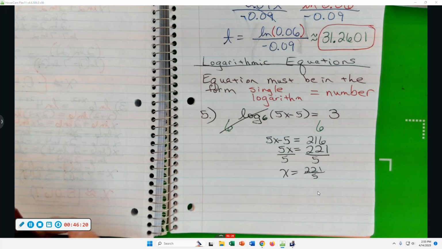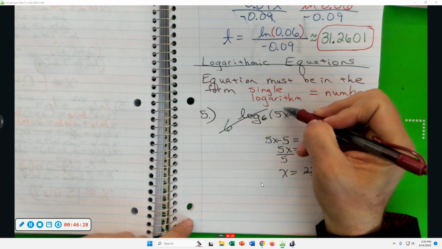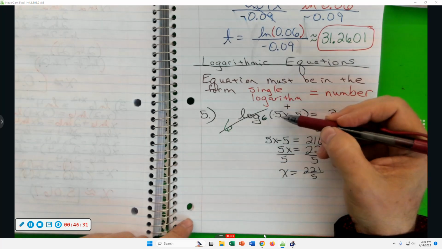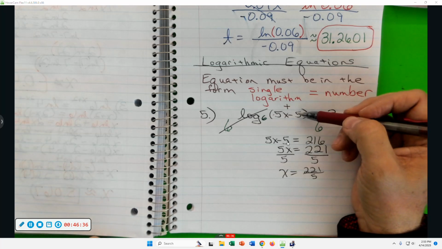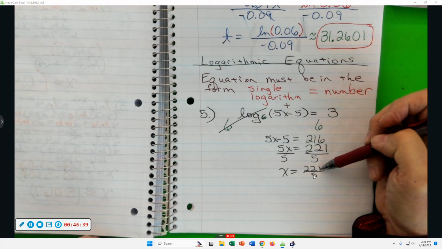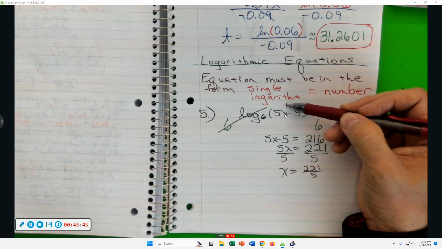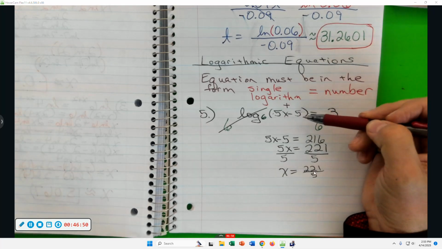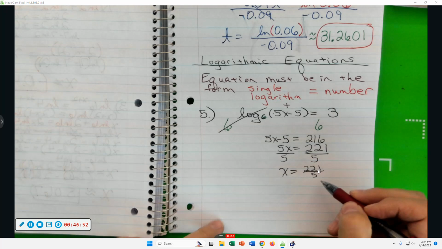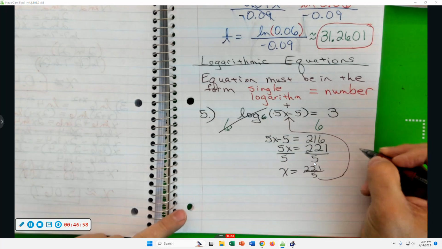There is one problem though. We need to make sure the thing that follows the logarithm must always be positive. The argument has to be positive, or else you're going into imaginary numbers. If you take that 221 over 5 and you plug it in there for x, do you get a positive argument? The exact value doesn't matter, just is that argument positive? You have to take that number and plug it into the argument and make sure that the result is positive.